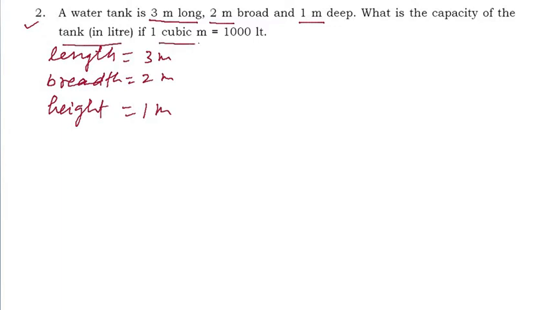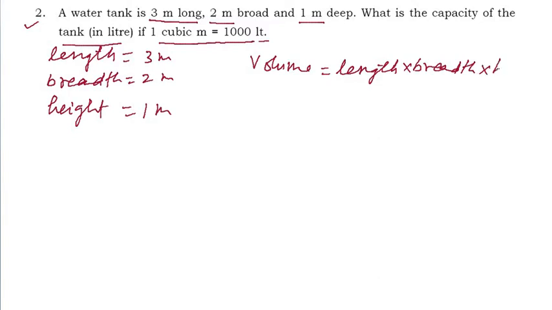So 1 cubic meter is equal to 1000 liter. It is given. So now find the volume. Volume is equal to length into breadth into height. So length is given as 3 meter, breadth is 2 and it is 1. It is meter cube. So you can say it is 6 meter cube.